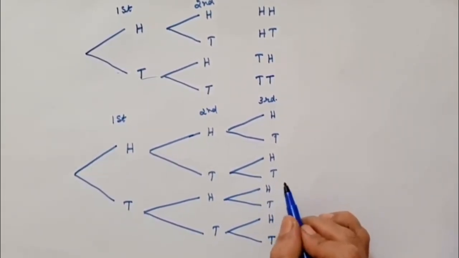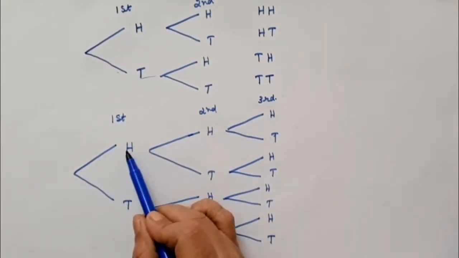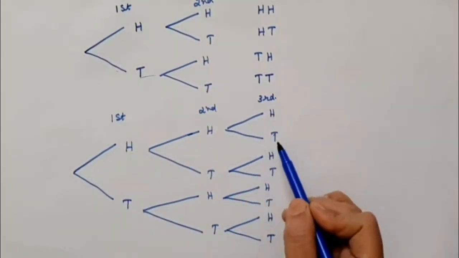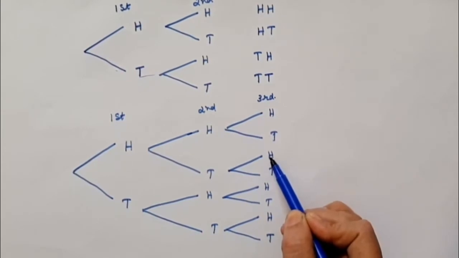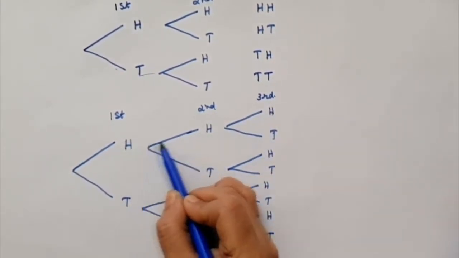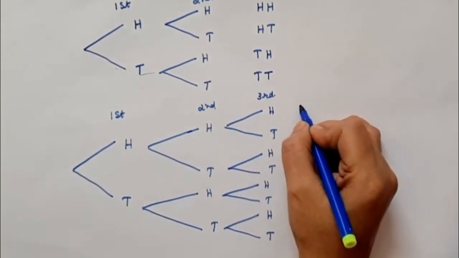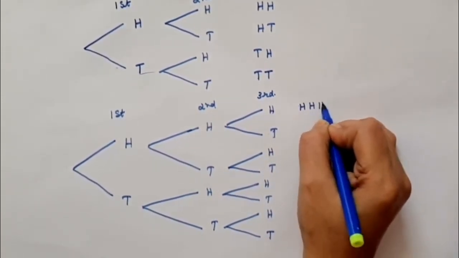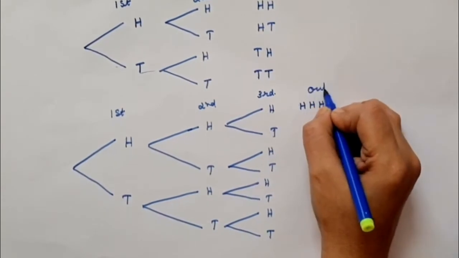Now, when we write out our probabilities, we have to start from this H and reach H first, then we'll reach T, then we'll reach H, T. Like that we go on. Suppose you are reaching this H, we go along the branch. So it will be H, H and H. These are called the outcomes.